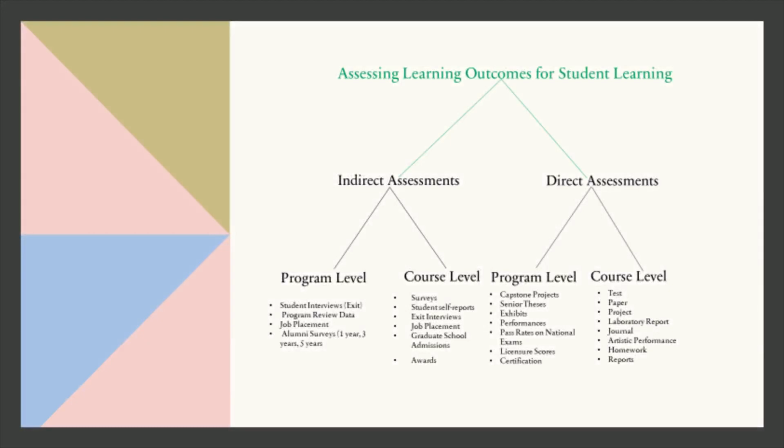Assessing learning outcomes for student learning. 1. Indirect assessments refer to any method of collecting data that requires reflection on student learning, skills, or behaviors, rather than a demonstration of it. Rate their knowledge, surveys, minute papers, reflections. Program-level assessment strategies: student interviews, exit interviews, program review data, job placement, alumni surveys at 1 year, 3 years, 5 years.